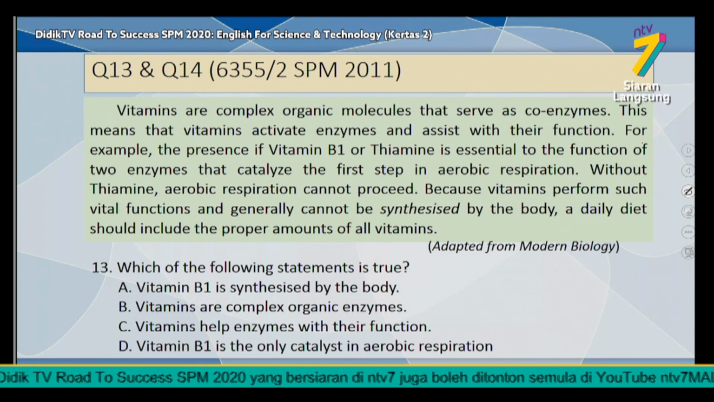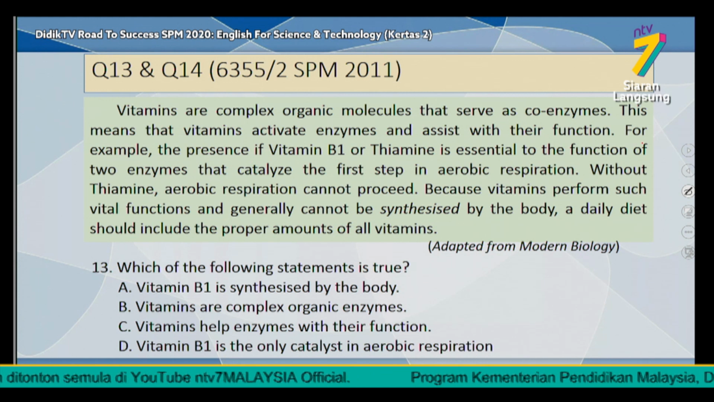Vitamins are complex organic molecules that serve as coenzymes. This means that vitamins activate enzymes and assist with their function. For example, the presence of vitamin B1, or thiamine, is essential to the function of 2 enzymes that catalyze the first step in aerobic respiration. Without thiamine, aerobic respiration cannot proceed. Because vitamins perform such vital functions and generally cannot be synthesized by the body, a daily diet should include the proper amounts of all vitamins.